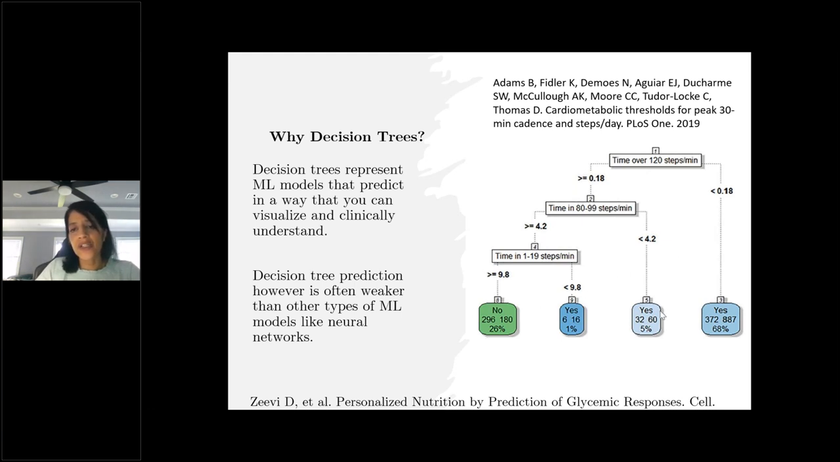This is a decision tree from a paper I wrote on cadence with Catrine Tudor-Locke and team. You can follow the path. If they spent 0.18 seconds in a band of 120 steps per minute and you follow that decision tree down, you see they're not likely to have metabolic syndrome. If they spend some amount of time in slower cadences, they are at risk for metabolic syndrome. So it's easily interpretable, unlike a neural network, where you're not going to see these kinds of categories explained.